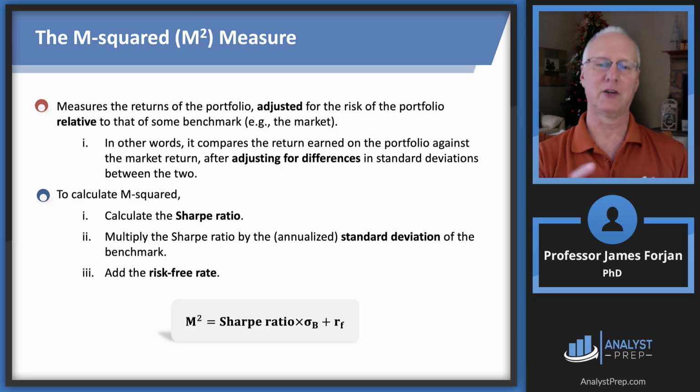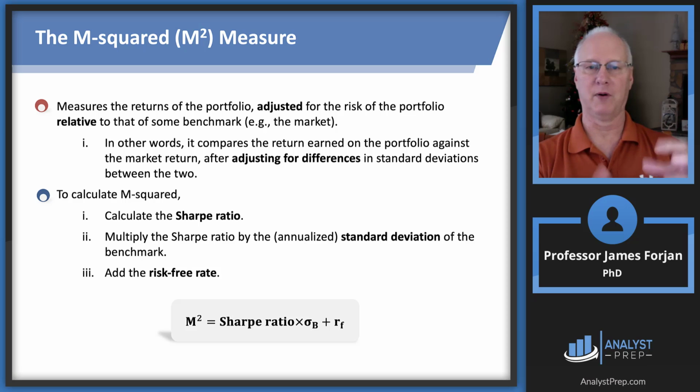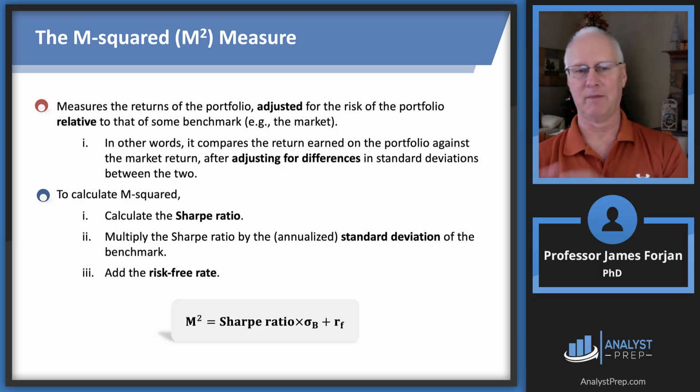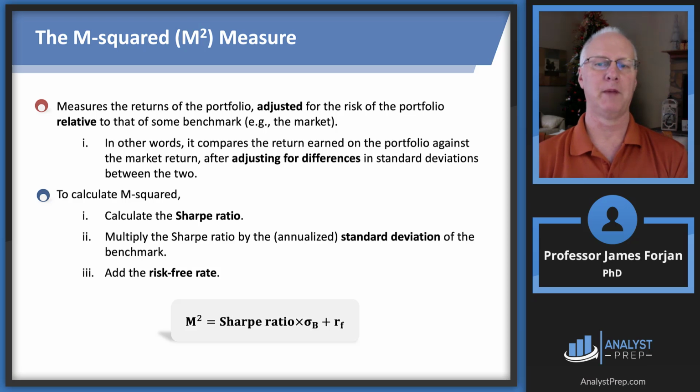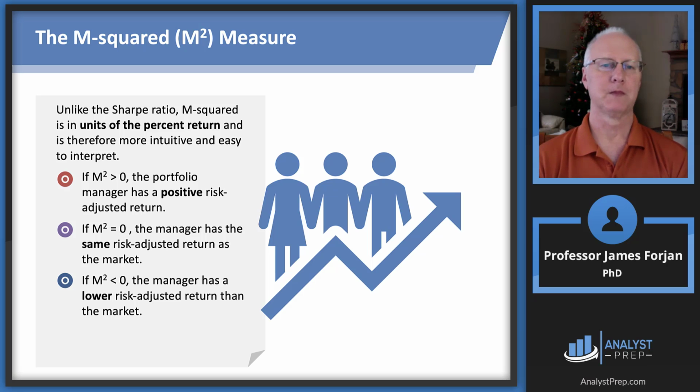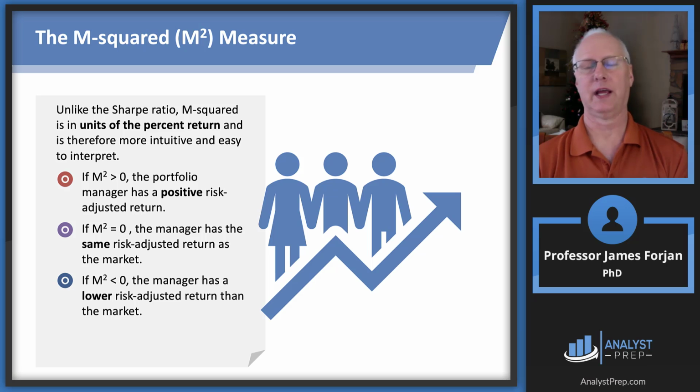So we're going to take that Sharpe ratio, which is a measure of performance, and then we're going to weight it by some measure of risk, the standard deviation of the benchmark portfolio, and then we're going to add the risk-free rate of interest. So this is why this thing has become relatively popular. Its base is in units of the percent return. So we can make a direct comparison against 0, because it's a lot easier to interpret. So if M squared is greater than 0, the portfolio manager has a positive risk-adjusted return, and if it's negative, etc., etc.